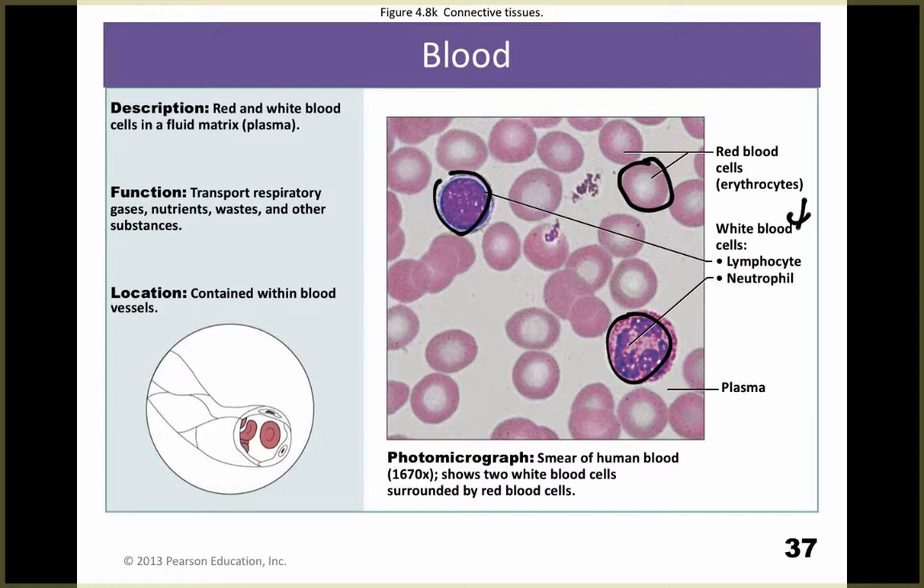And essentially within all of that, here they're showing you different ones. This is a neutrophil and this is a lymphocyte, and those are all within the white blood cells. And then on top of this, you have things like little platelets, and then you have the plasma, which is a fluid behind it, right? So erythrocytes and leukocytes are the two main cell types in there. And these are important for transporting respiratory gases, nutrients, waste, and other substances. And they're contained within blood vessels.